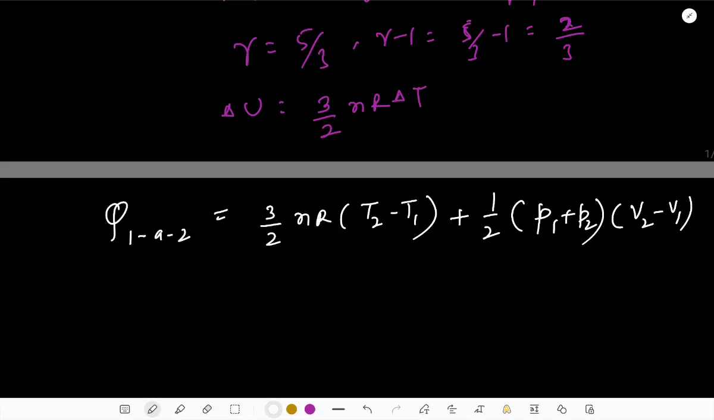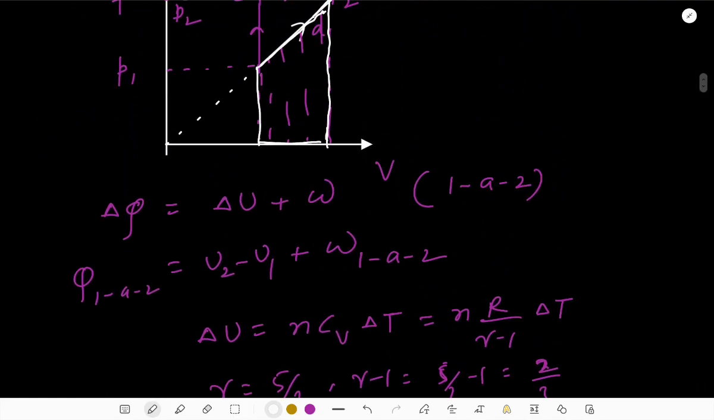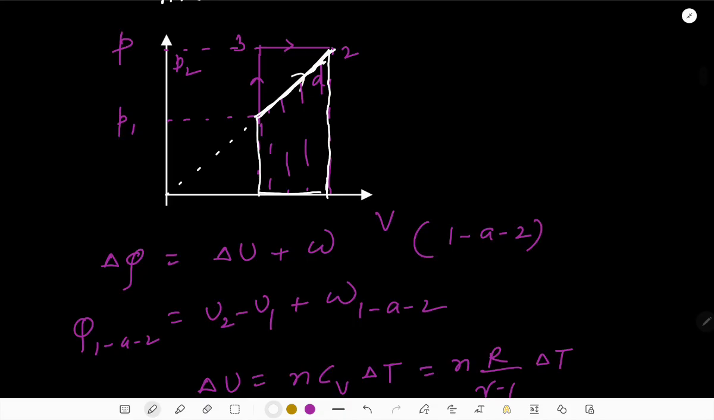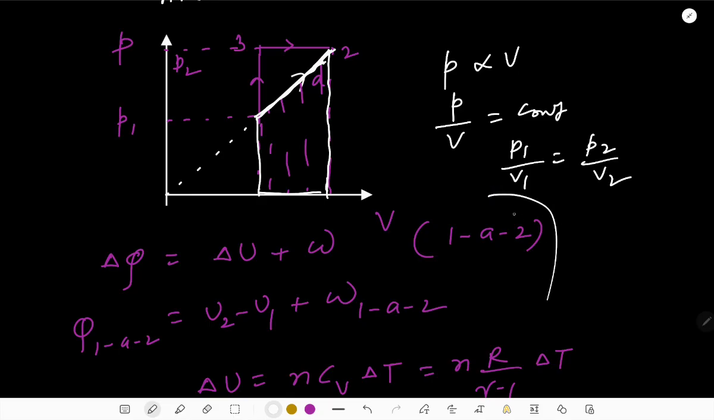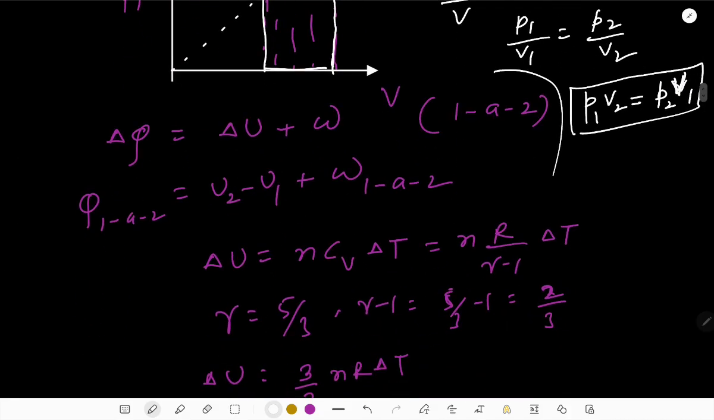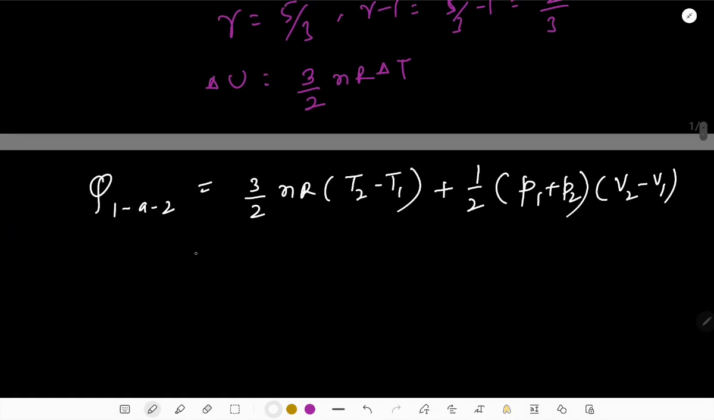And for one thing, we know this process 1 to 2 on this PV diagram is simply like P is directly proportional to V. That means P by V is a constant, and you can write here P1 by V1 equal to P2 by V2, and that means you can get P1 V2 equal to P2 V1. You can get something like that.